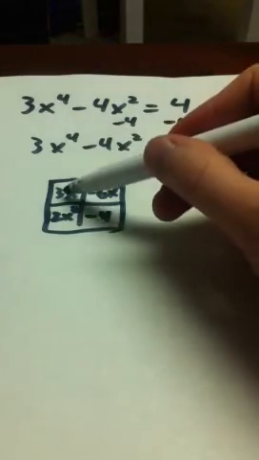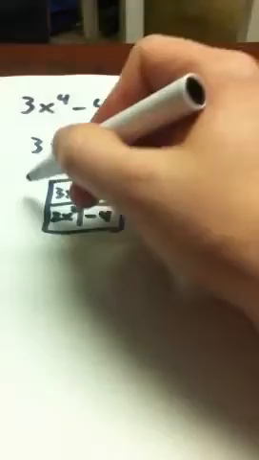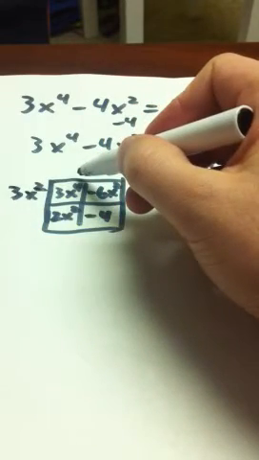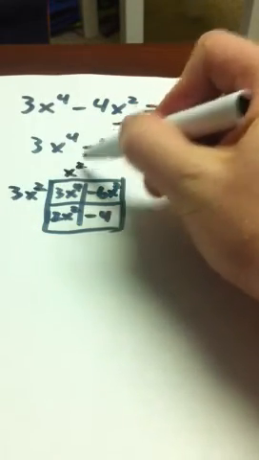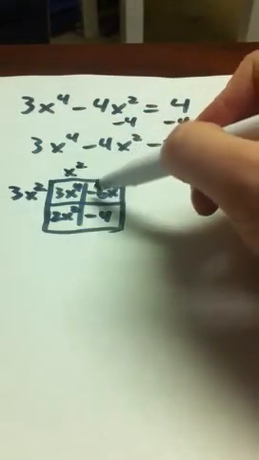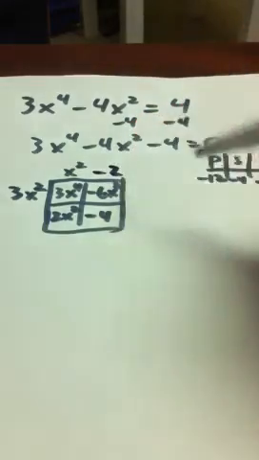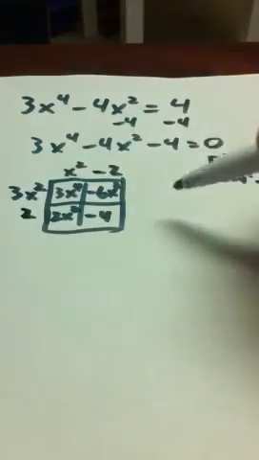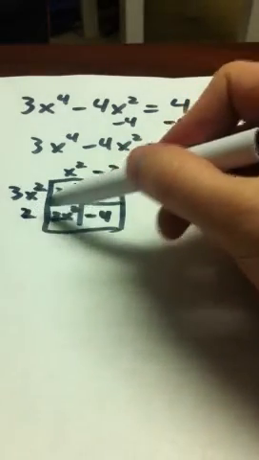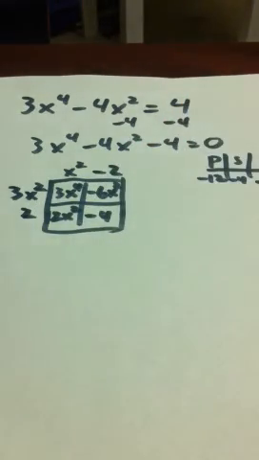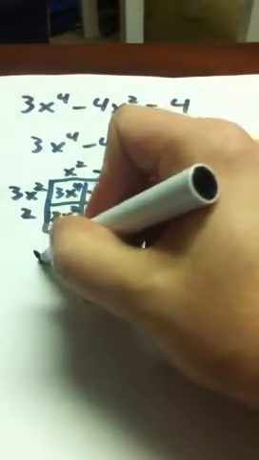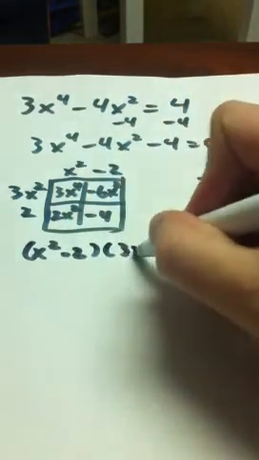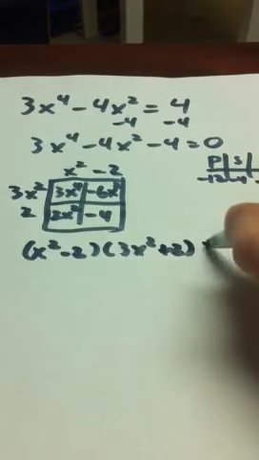Alright, so now I'm going to look to factor out 3x to the fourth and negative 6x squared. I can pull out a 3 and an x squared. 3x squared times what is 3x to the fourth? That's x squared. 3x squared times what is negative 6x squared? That's negative 2. And then x squared times what is 2x squared? That's 2. And again, just kind of check. Negative 2 times 2 is negative 4. So I've done a good job with this. Alright, so now I found my factors. Both are quadratic, so I get x squared minus 2 and 3x squared plus 2 equals 0.